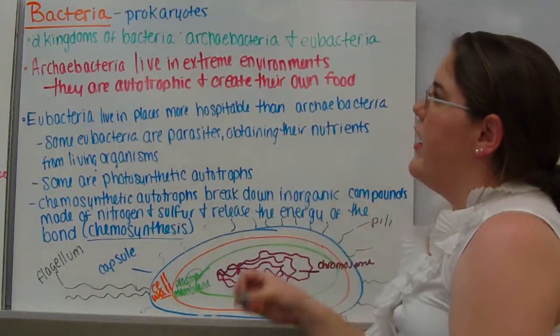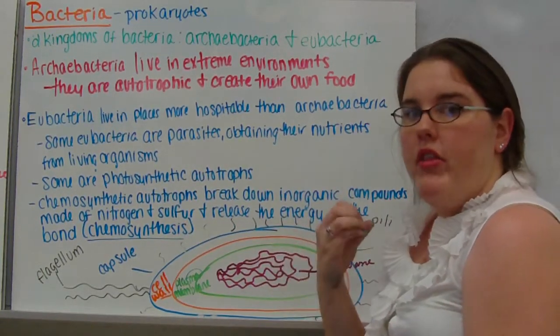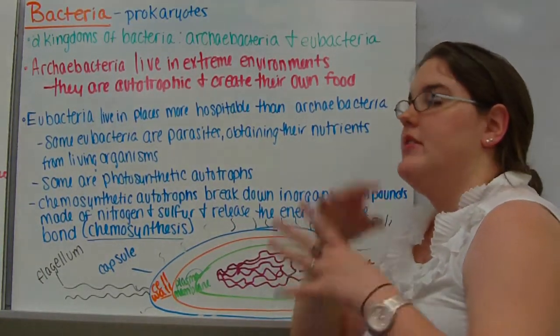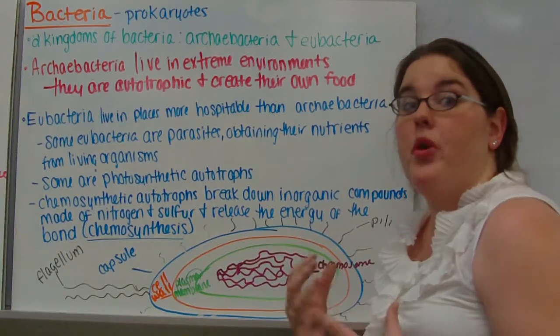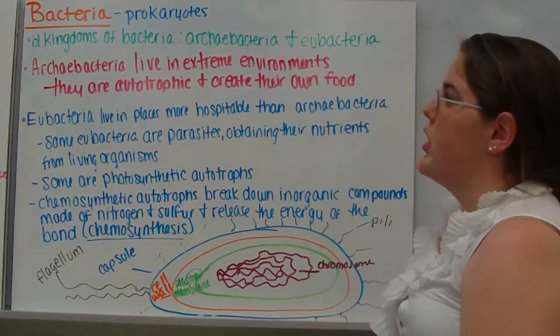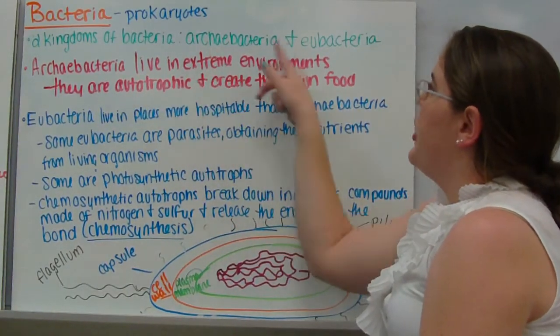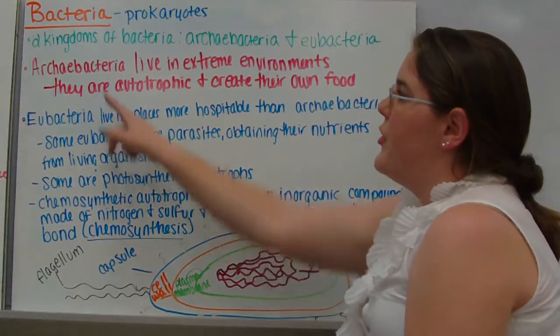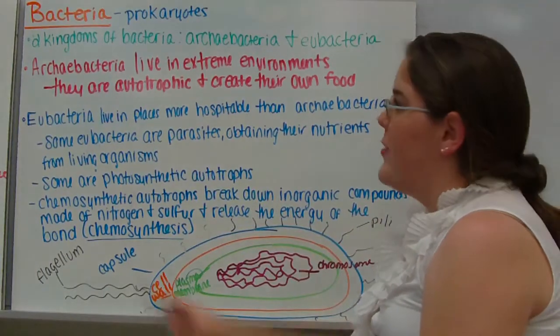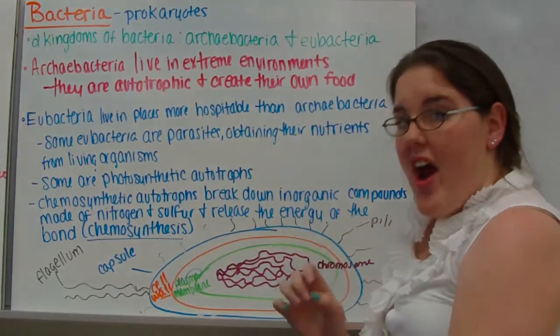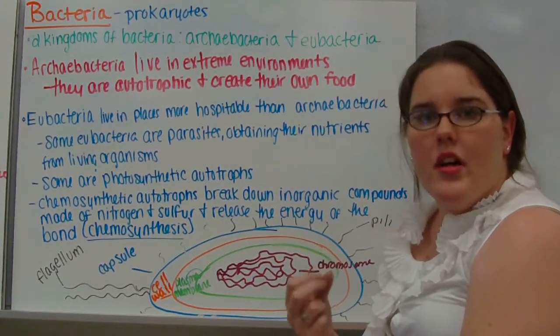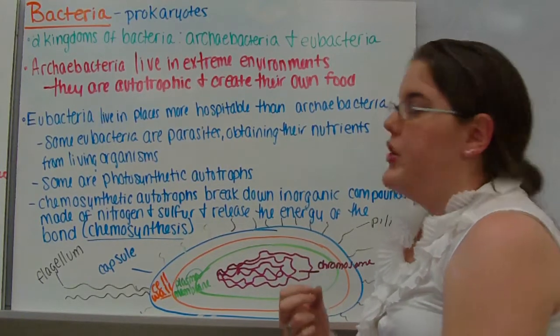Right, now bacteria. The entire assembly of bacteria is going to be referred to as prokaryotes. They are single-celled organisms. There are two kingdoms of bacteria, archaebacteria and eubacteria. Archaebacteria is the first one that we talk about, and they live in very extreme environments. Often there's not even oxygen present where the archaebacteria live.